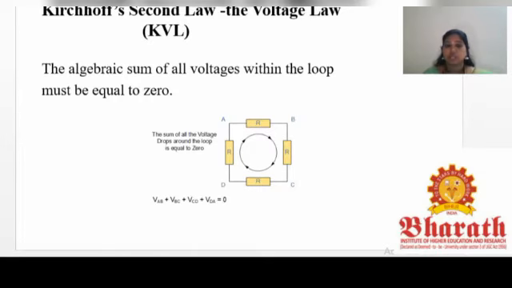So Kirchhoff's voltage law states that the algebraic sum of all voltages within the loop must be equal to 0. Inside the closed loop, all the voltage drops must sum to 0.